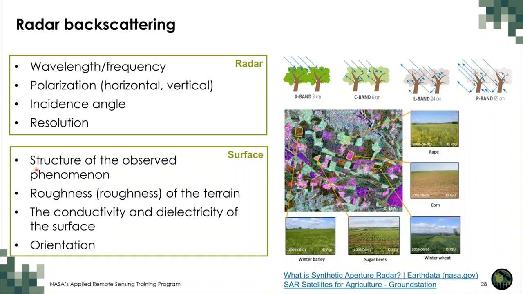And then we have the surface. We have the surface with different structure, with different phenomena on the surface, with different roughness of the surface, with different conductivity and electricity of the surface, and with different orientation. For radar backscattering, the orientation of the fields or the structures on the ground can change the backscattering drastically, and this is what we can observe on radar images.